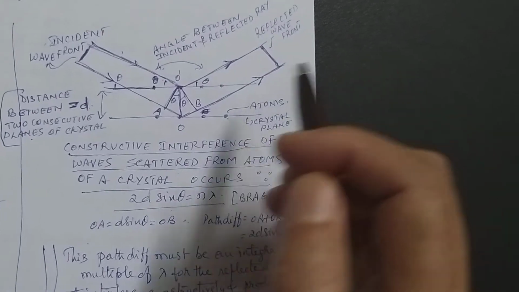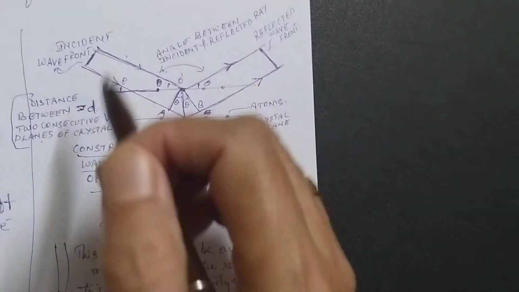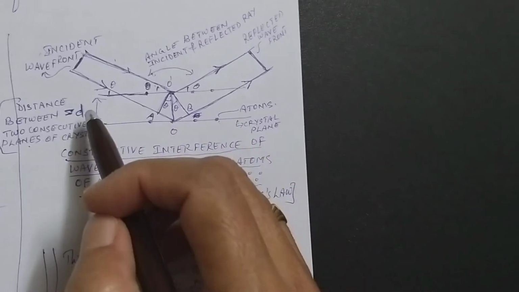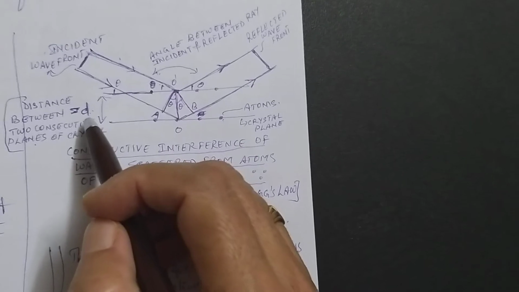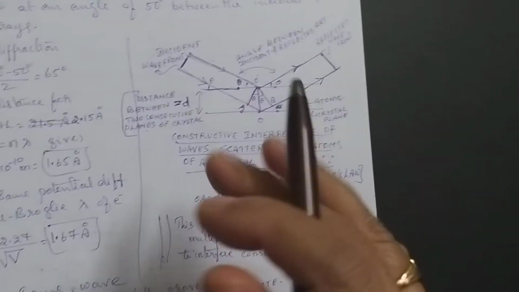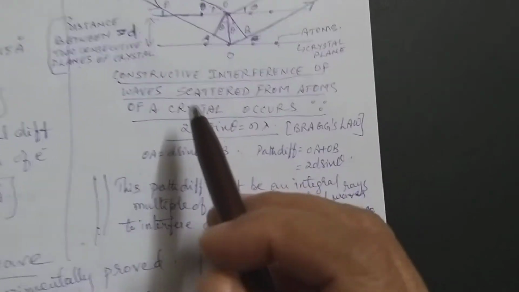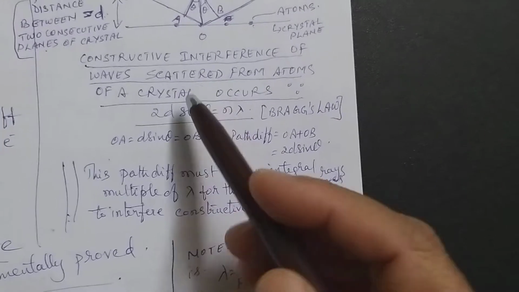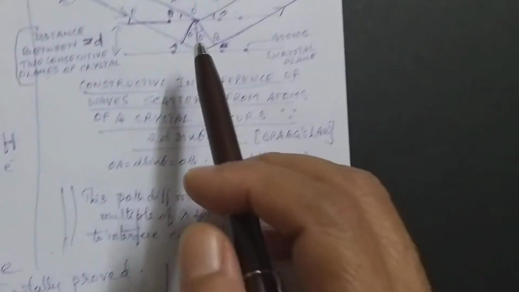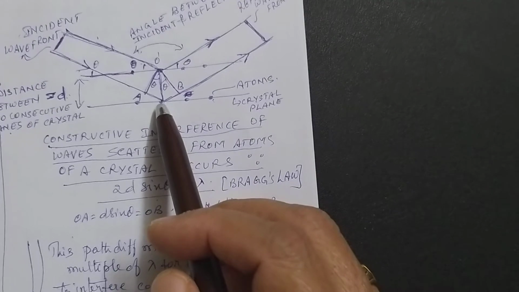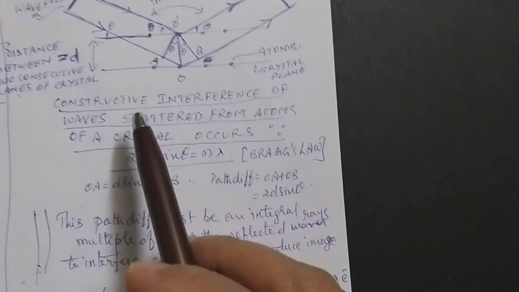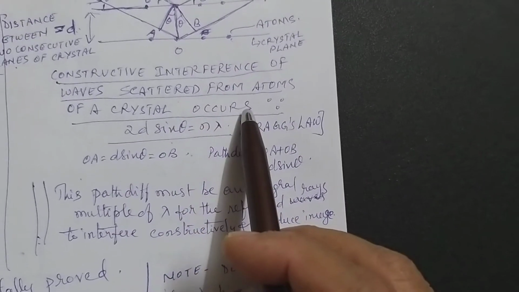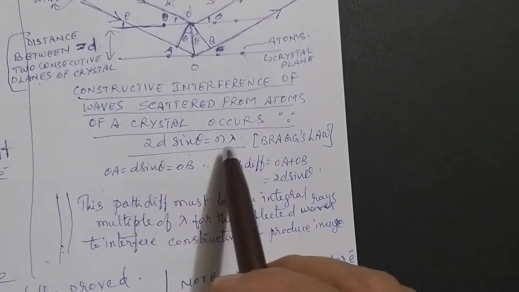Second image, third image, the image will be, remember, of the slit from which they have come. Slit means here the atom, the interatomic distance, that is d here. So they will form an image of that slit from which they are coming. Here I have written constructive interference of waves. There are many waves, but they don't all interfere, only a few from this atom and consecutive atoms, like that. So constructive interference of waves scattered from atoms of a crystal occurs only when this condition is satisfied.